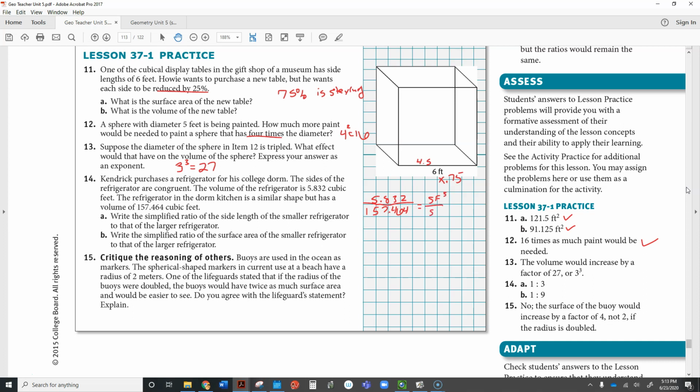So in order to figure out what our scale factor is, because they're talking about a simplified ratio for the side length, then we have to cube root those. So we have to figure out what that is cube rooted. So 5.832 divided by 157.464, and then take the cube root of that.